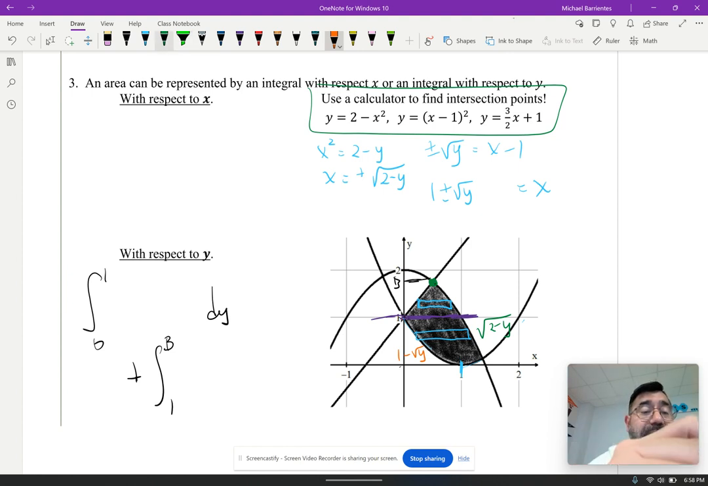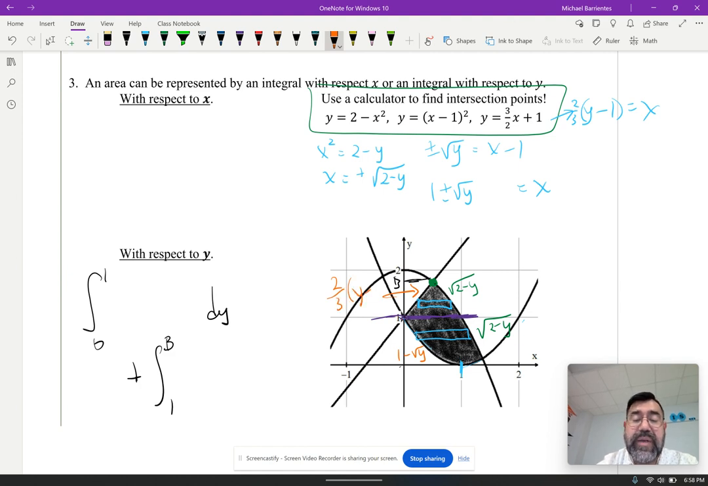And then on the other section, this is the top part. I'm sorry, this is the right side, and then the left side is the linear function, which I also need to solve for y. So subtract 1, and then divide by 3/2, which is the same thing as multiply by 2/3. And then that's going to be this side right here, which is 2/3 times y minus 1. Okay, I think I got it.